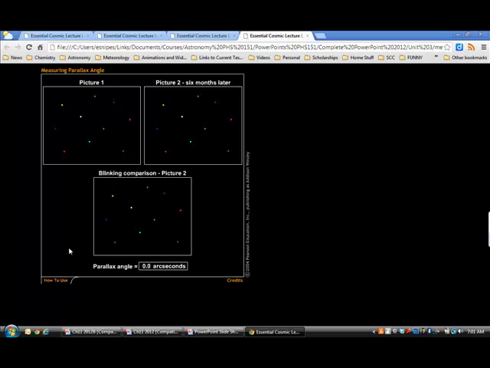Okay, and this one it's just animated. So from left to right, we have picture 1, and 6 months later, picture 2. If you're looking at those, it's kind of hard to see what stars wiggled or what stars moved. Then if you look at the third box down below, they're blinking back and forth: picture 1, picture 2, picture 1, picture 2. This is a technique called a blink comparator.